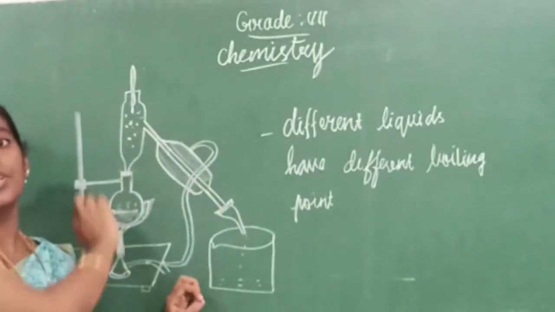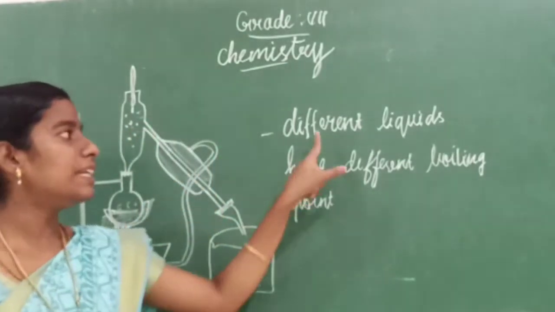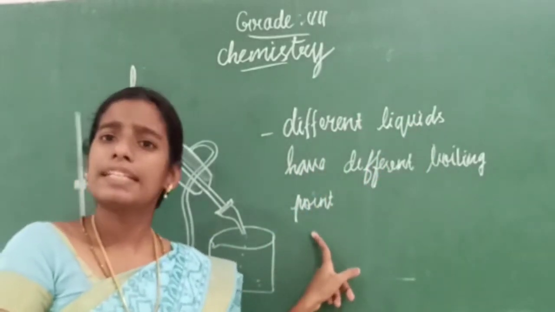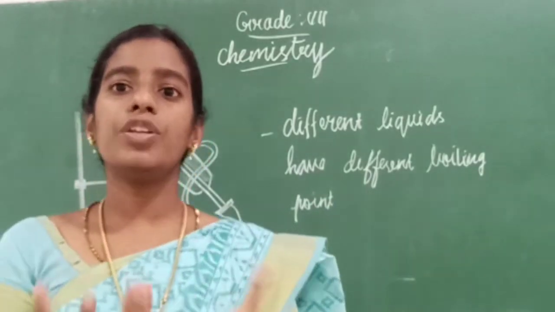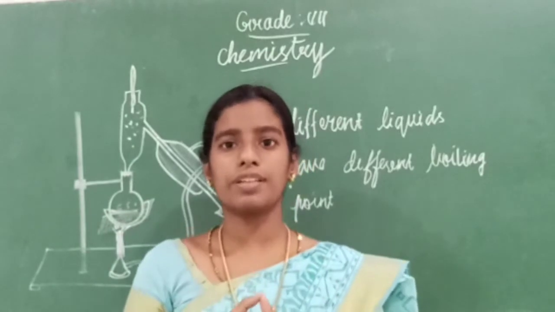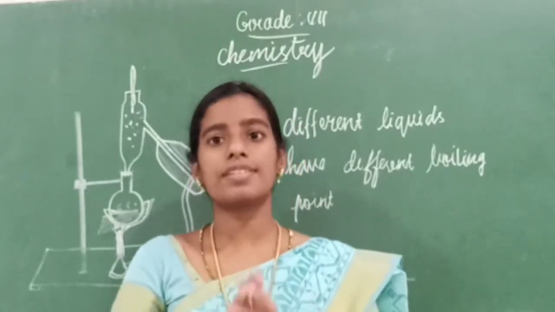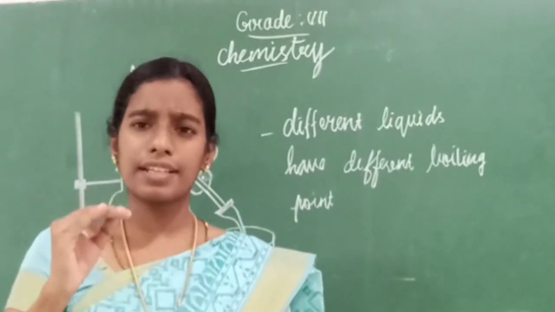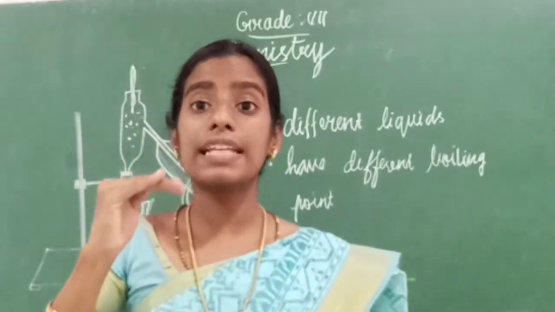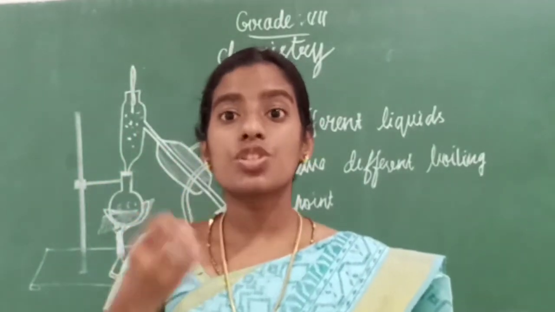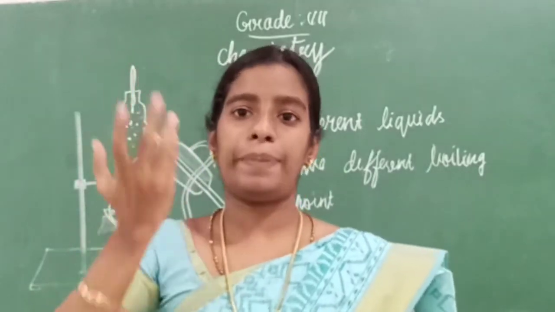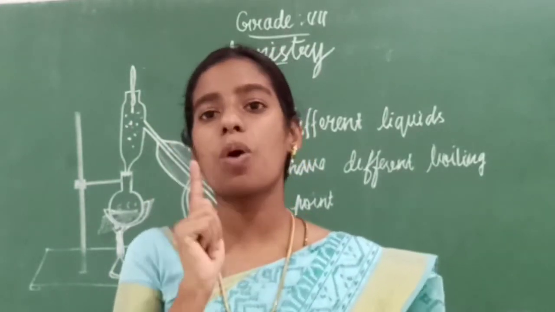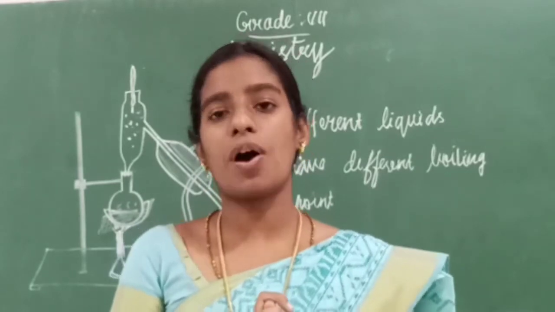This fractional distillation actually works on the principle that different liquids have different boiling points. It means generally when you heat a liquid, just think of water: you switch on the stove, you keep the water, what happens? Initially the temperature increases. When it reaches a particular point, it will start boiling and give vapors. It will start evaporating. That particular point at which the water boils is called its boiling point.